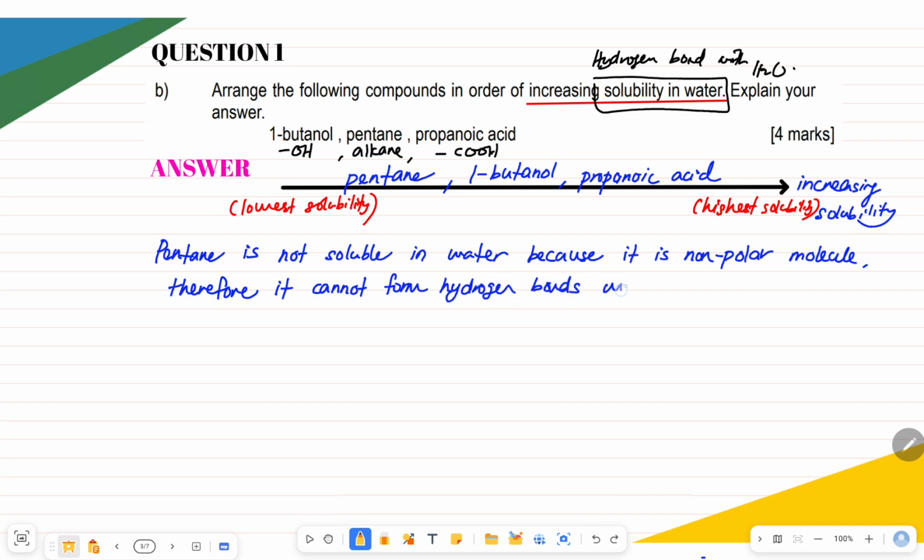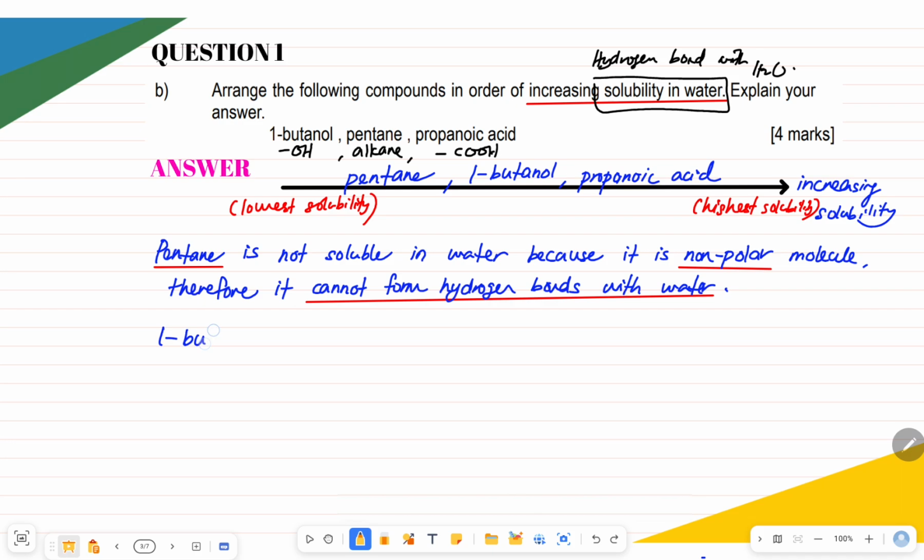Okay, make sure you mention with water, because if it's solubility, it has to be hydrogen bond with water. If it's boiling point, it has to be hydrogen bond or intermolecular forces between its own molecules. So the word with water is very important. So pentane is not soluble because it is non-polar, it cannot form hydrogen bonds with water. So that was the first one about pentane.